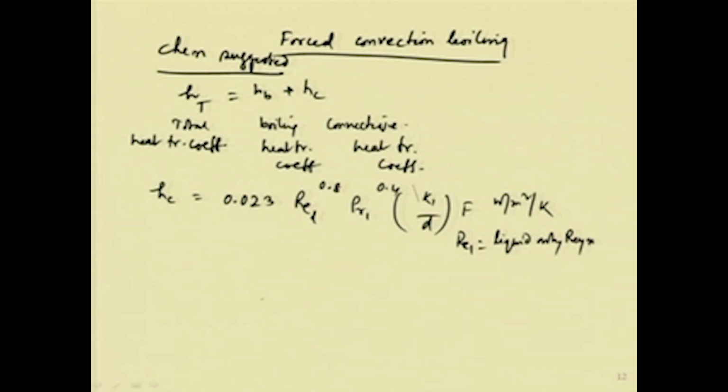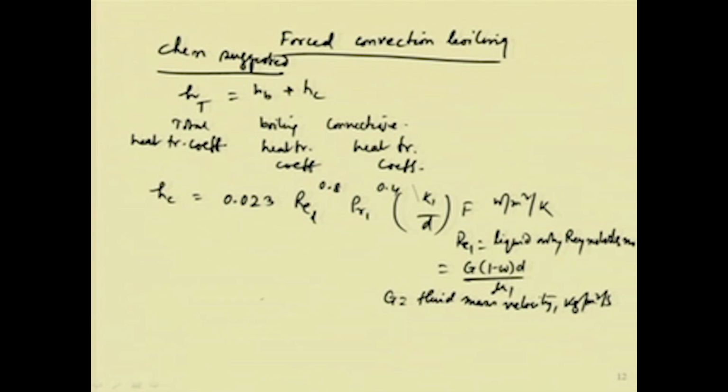Reynolds number. It is defined as G, mass velocity, into 1 minus W into d by mu_L. Here G is the fluid mass velocity, which is basically kg per meter square per second, which may have the vapor component in it. So, W is called the mass fraction of vapor in the fluid, and the subscript L stands for liquid.